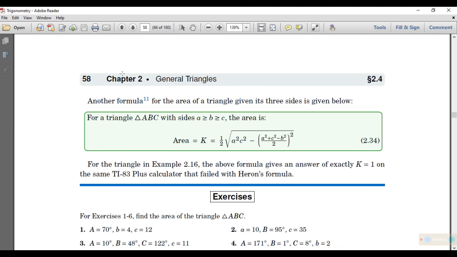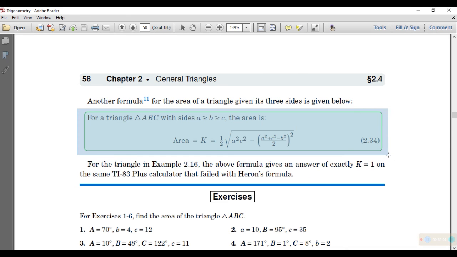So another formula for the triangle given its three sides is given below. For a triangle with sides A is greater than or equal to B, which is greater than or equal to C, the area is 1/2 times the square root of A squared times C squared minus A squared plus C squared minus B squared over 2 squared. Ayan. So, ito ay hindi ko na i-discuss.